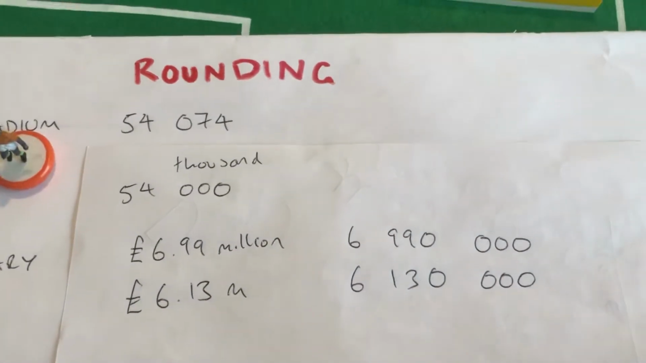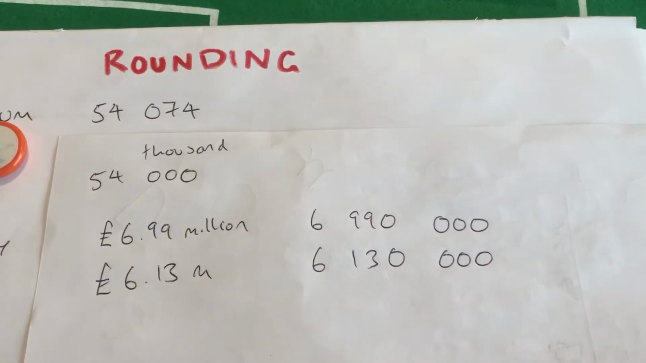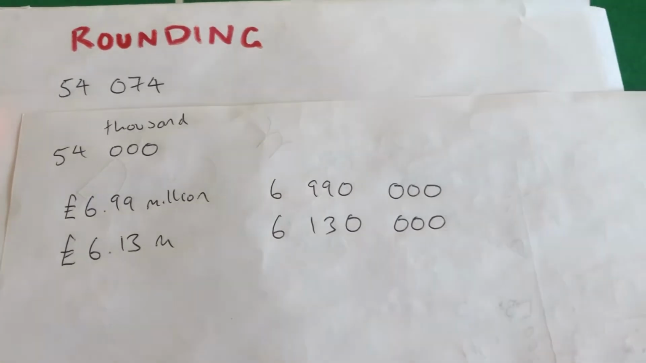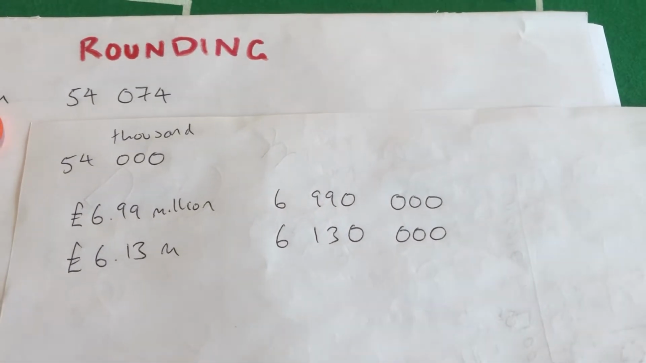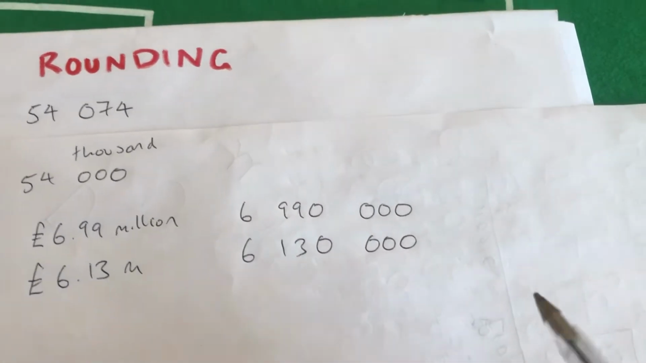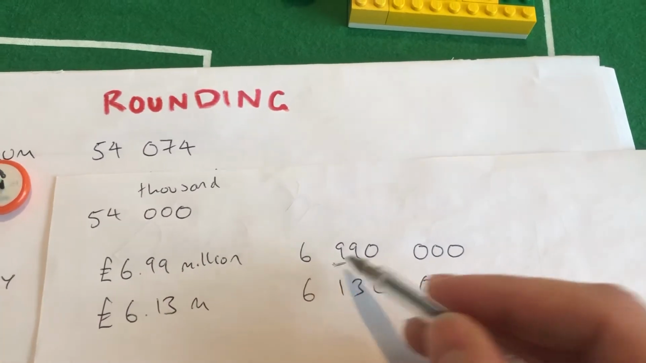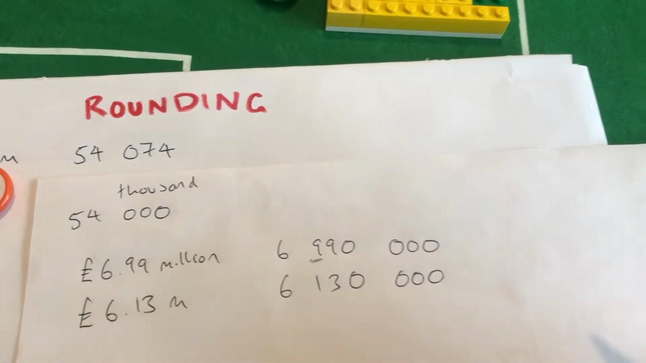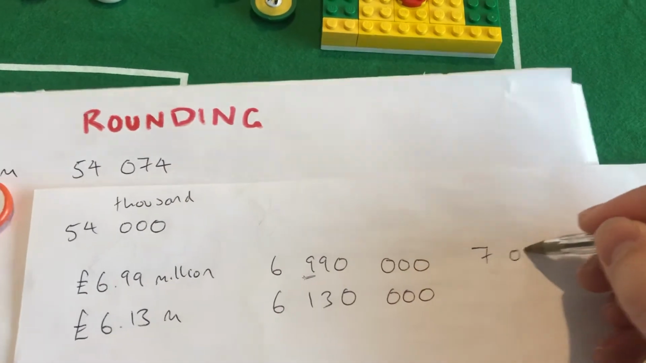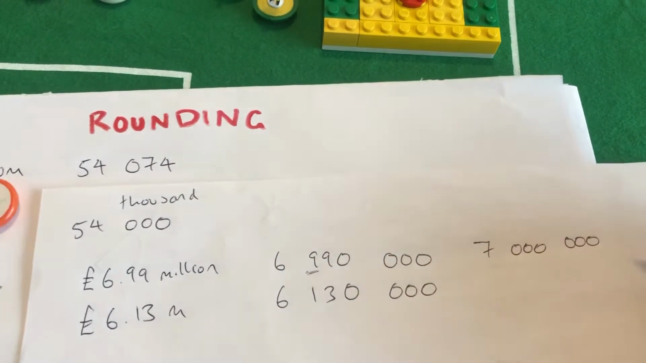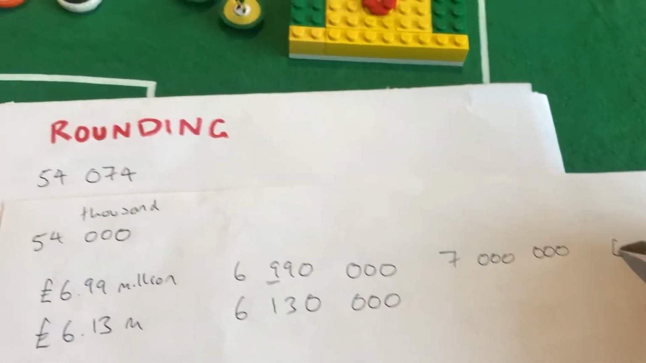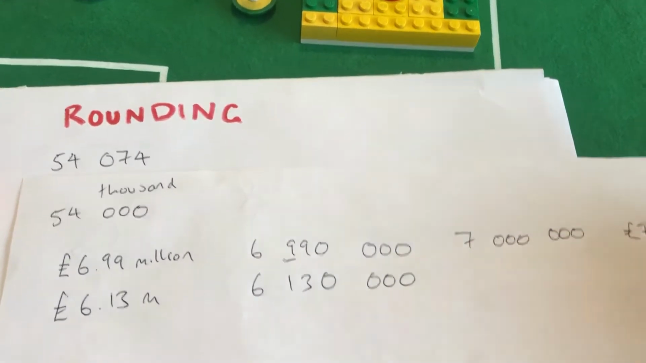6,130,123 pounds. Now these numbers are so big for us to understand them. Let's round them to the nearest million. So here I'm going to look at the 100,000s. That's 9, bigger than 5. I rounded up to 7 million, and I can write it in short there.